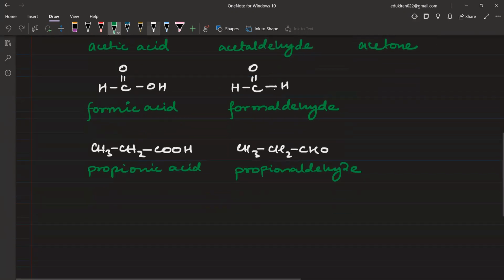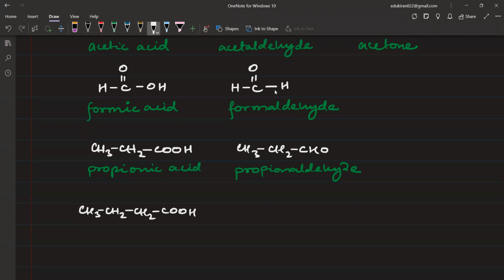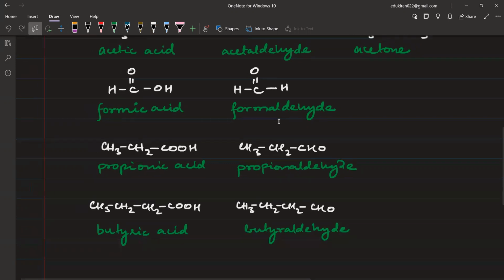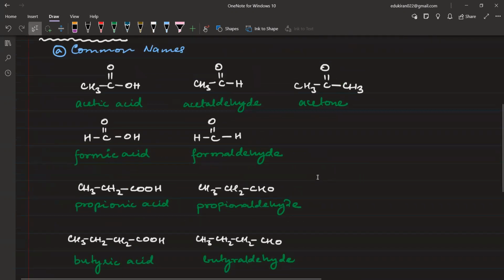Then we have one more. You can start writing now. I hope you have got the gist of it. You will have CH3, CH2, CH2, and then COOH. Now we have four carbon atoms, so it is butyric acid, and the corresponding aldehyde will be butyraldehyde, CH3, CH2, CH2, three carbon atoms, and CHO. This is butyric acid, and this is butyraldehyde. Please write this down. Let me know when you're done.